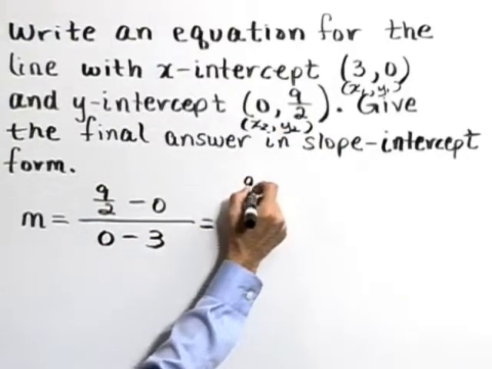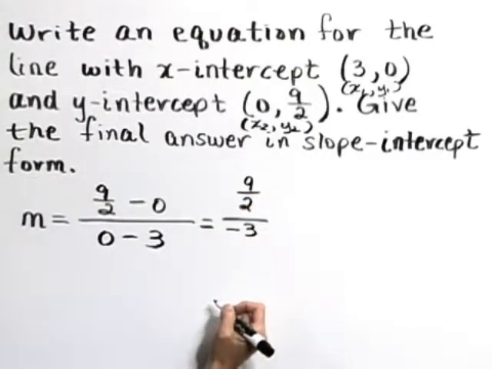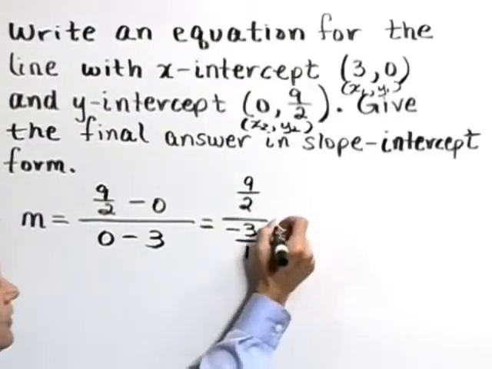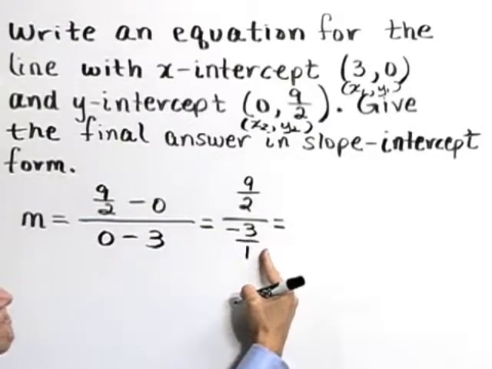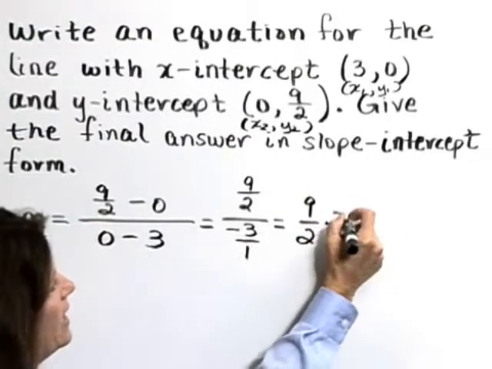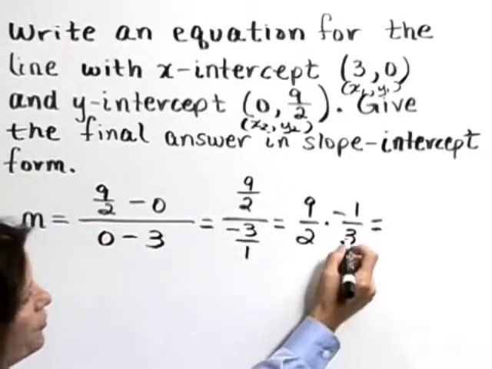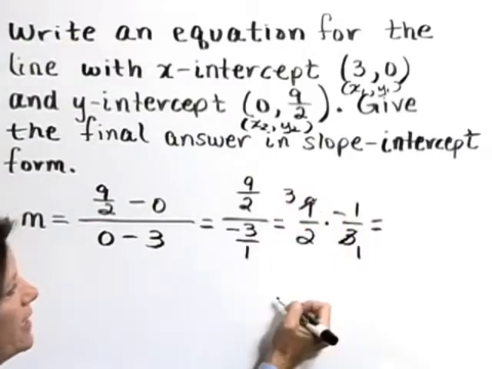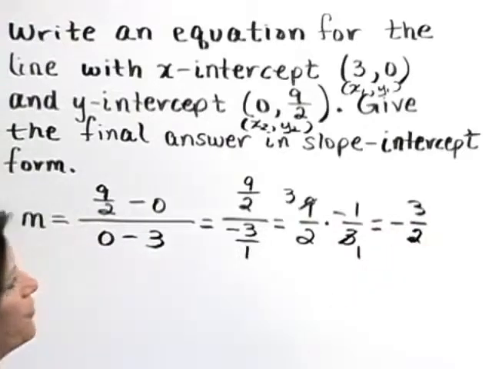Subtracting then, we have 9/2 in the numerator and negative 3 in the denominator, which I'm going to write as negative 3 over 1. Dividing these fractions, we actually need to multiply by the reciprocal of the denominator. This becomes 9/2 times negative 1/3. Before multiplying, let's cancel common factors. 3 goes into itself once, into 9 3 times. So this product is negative 3/2.